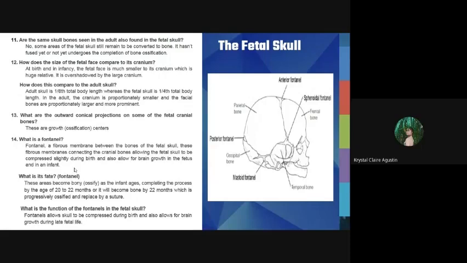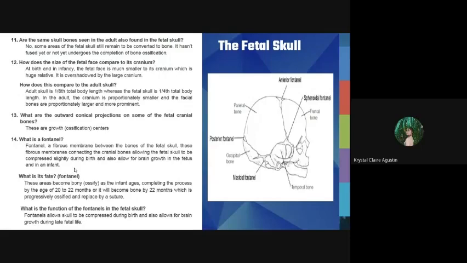So number 13, what are the outward conical projections on some of the fetal cranial bones? These are the growth ossification centers, or the spaces between the bones on the fetal skull. So what is a fontanelle? A fontanelle is a fibrous membrane between the bones of the fetal skull. These fibrous membranes connect the cranial bones, allowing the fetal skull to be compressed slightly during birth and also allowing for brain growth in the fetus and infant.